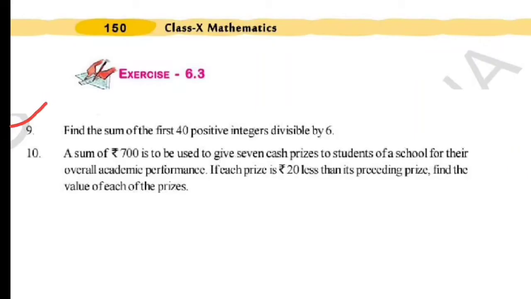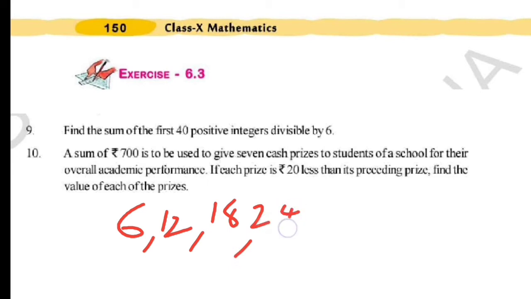Next, the 9th question: find the sum of the first 40 positive integers divisible by 6. What is the first number which is divisible by 6? 6 is the first number divisible by 6. Second number 12, third number 18, fourth number 24, and so on. Here there is no need for the last number, because it is already given clearly: 40 positive integers.